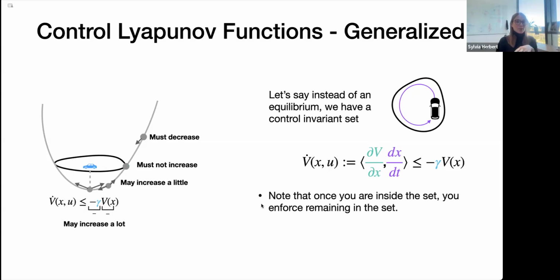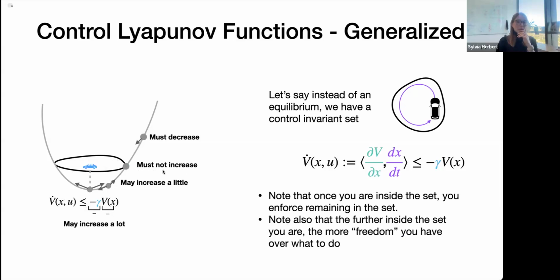So note a few things. Once you are inside the set, you enforce remaining in it, because once you reach the boundary, you are not allowed to increase your value. Note also that the further inside the set you are, the more freedom you have over what you can do. You can start moving back up, but as you move back up, over time, you will reach the boundary and then you cannot increase anymore. This is the idea of control barrier functions, just CLFs that have been lowered down.